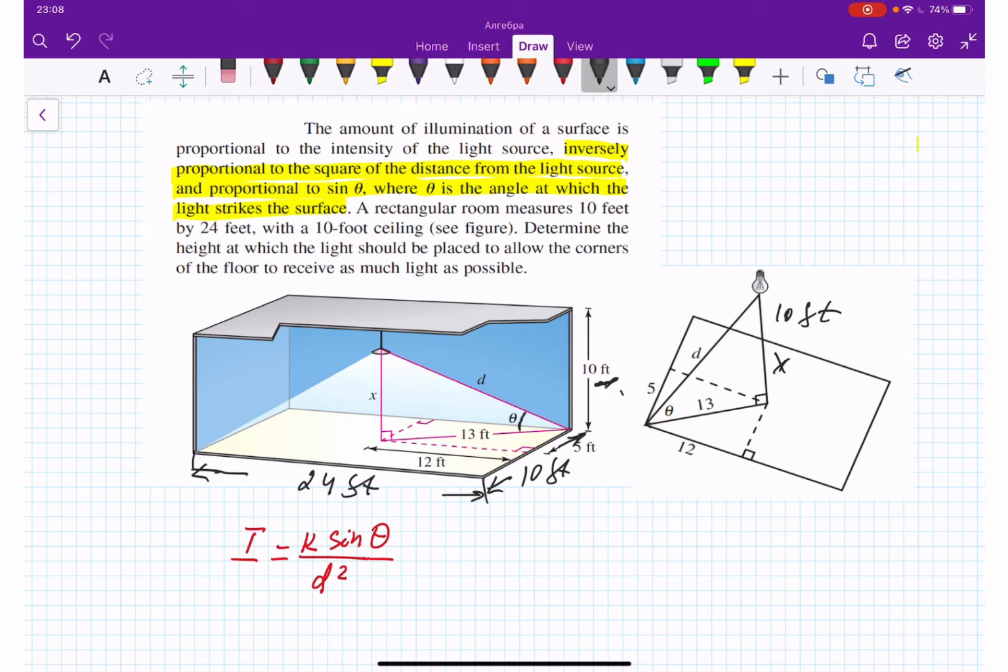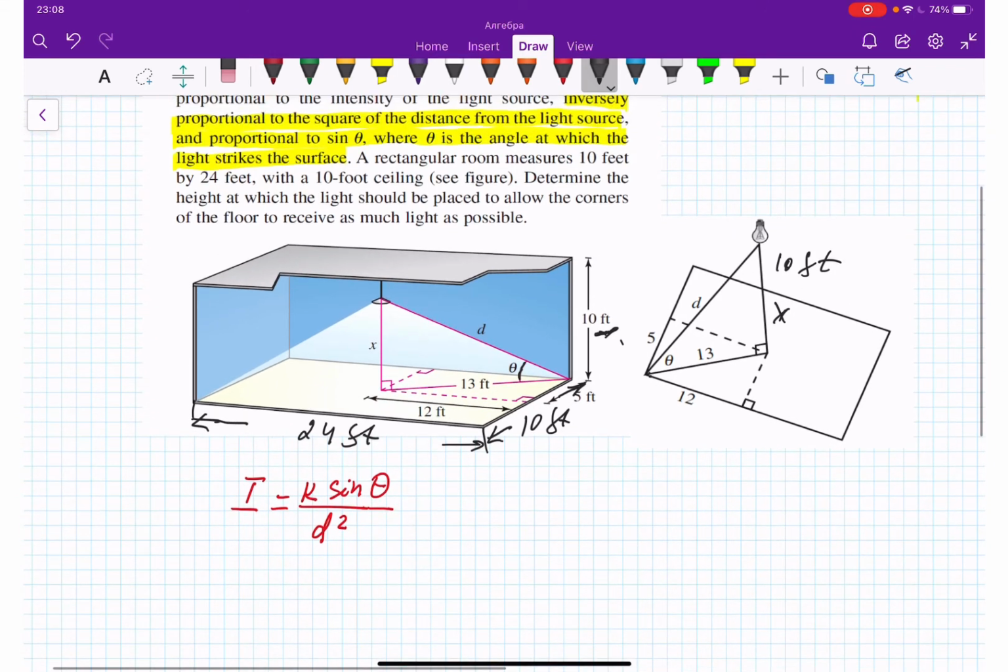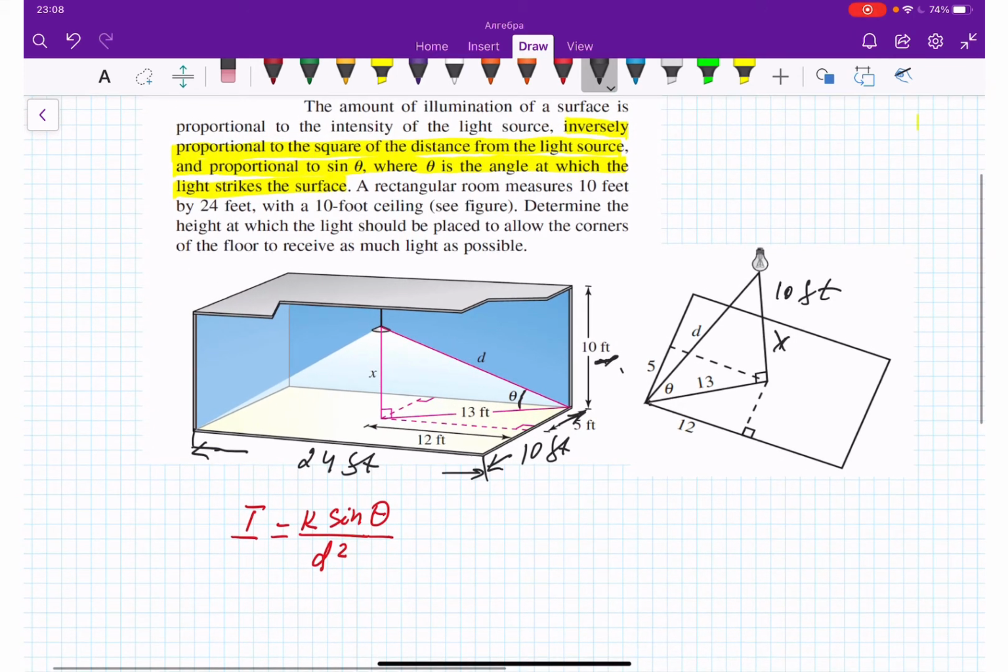All right, determine the height at which the light should be placed to allow the corners of the floor to receive as much light as possible. This is a very practical question. So when you buy a lamp, you want to figure out how high to hang it. So this is going to help you figure out the height where you will get maximum light in the room. Okay, I kind of liked it when I read it, so I decided to bring it to your attention.